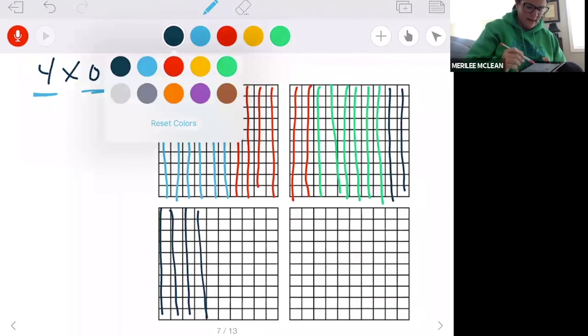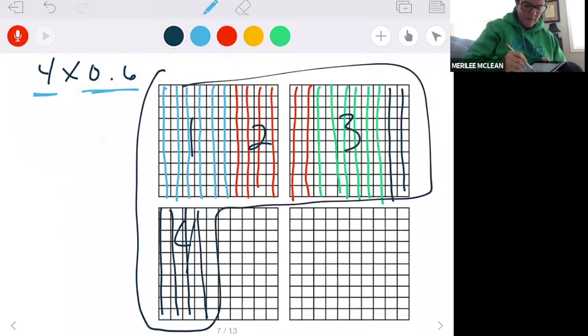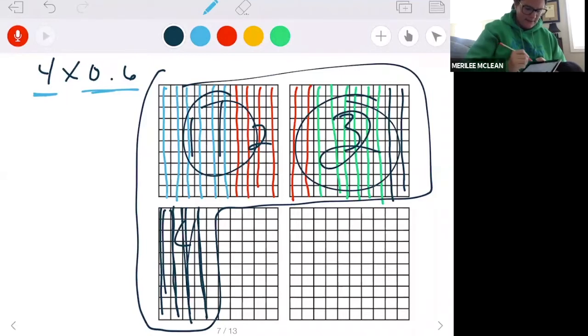So I just modeled repeated addition. Here's my first group, second group, third group, fourth group. I have 4 groups of 6/10. Now we're going to put all of that together. I have 1 whole, 2 wholes, and 1, 2, 3, 4 tenths. Do you see what I just did? I need everybody paying attention. We're not doing anything else other than watching the lesson.